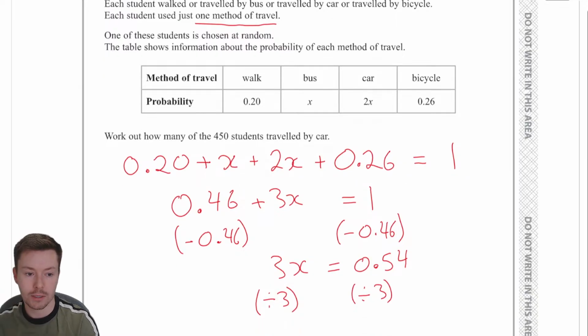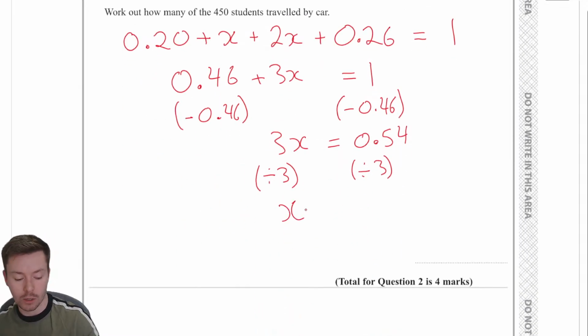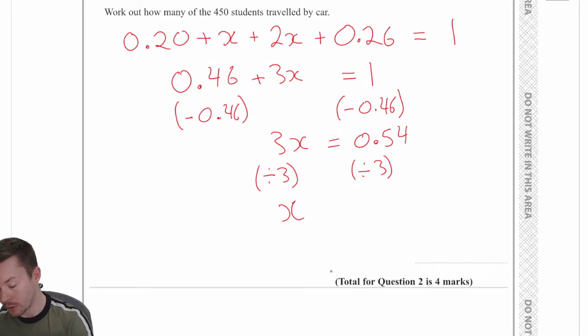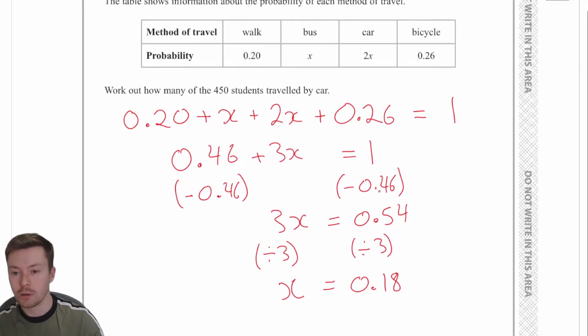We're going to get x is equal to, well, I probably should be able to divide that by 3 in my head, and I probably can. I'm just going to be a little bit lazy. So that's 0.18. Now that's x. Now that isn't the answer to the question. You might think it is, but it's not.